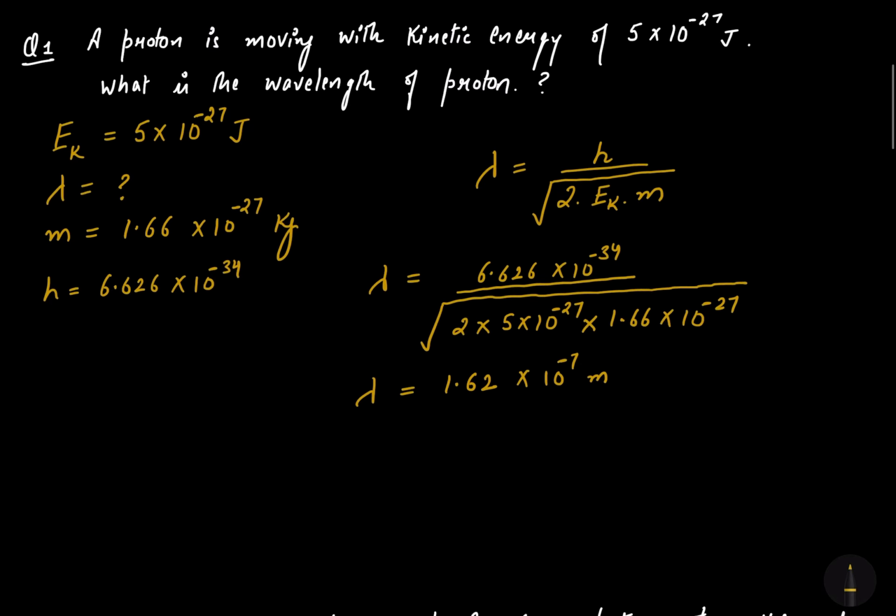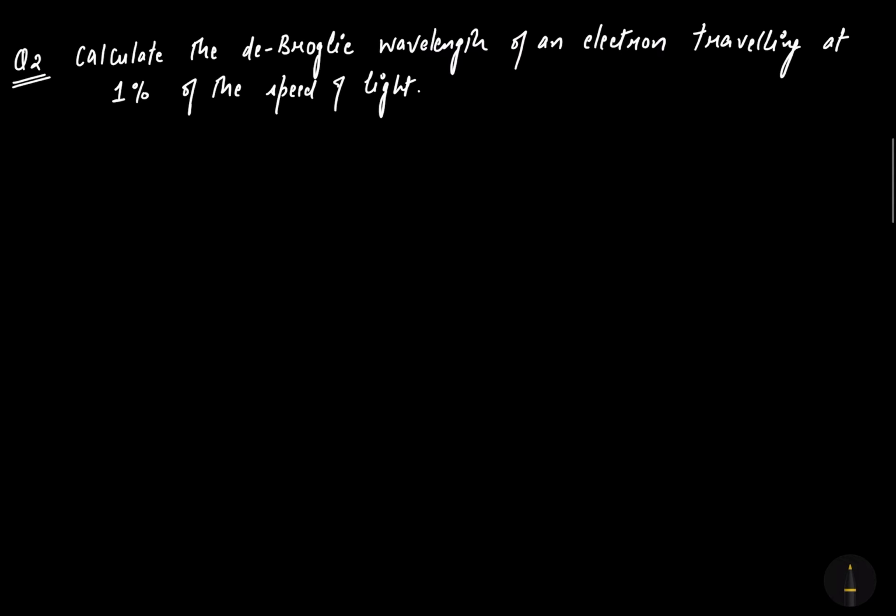Now let's move to the second numerical. Now second numerical is asking calculate the De-Broglie wavelength. We have to evaluate the De-Broglie wavelength of an electron traveling at the 1% of speed of light. We have to evaluate the wavelength of an electron traveling at the 1% speed of light. So first of all, what is the mass of electron? The mass of electron is 9.1 into 10 to the power minus 31 kilograms.